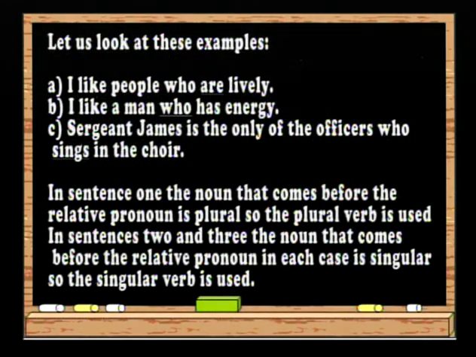I like people who are lively. I like a man who has energy. Sergeant James is the only one of the officers who sings in the choir. In sentence 1, the noun that comes before the relative pronoun is plural, so the plural verb is used. In sentences 2 and 3, the noun that comes before the relative pronoun in each case is singular, so the singular verb is used.